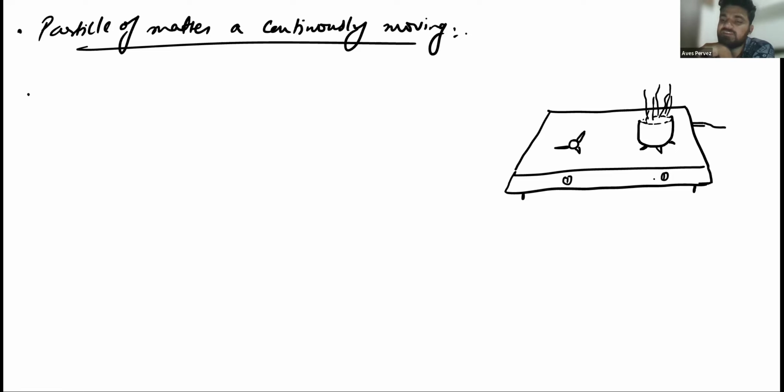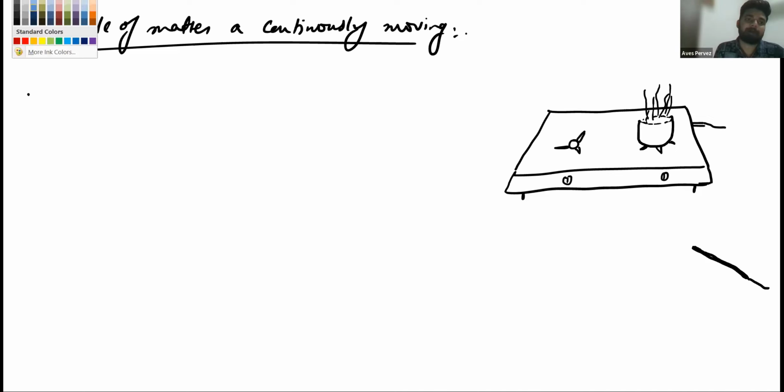Let's say you have an agarbatti, that is, incense sticks. The smell will mix in the air and go to every room. If you start heating this, the smell will reach different parts of the room. So why is it reaching everywhere? The simple answer is because the particles of matter are continuously moving. The particles mix here and then reach different parts of the room.